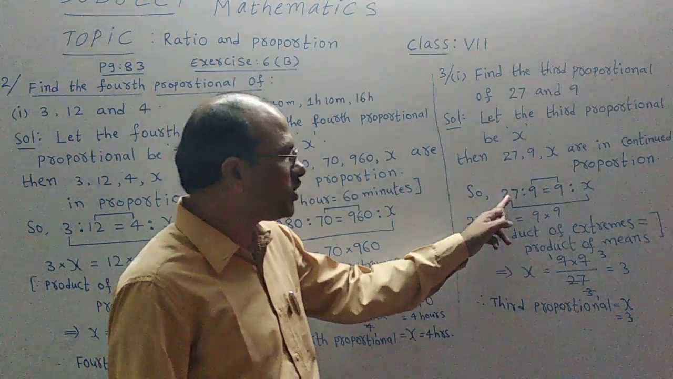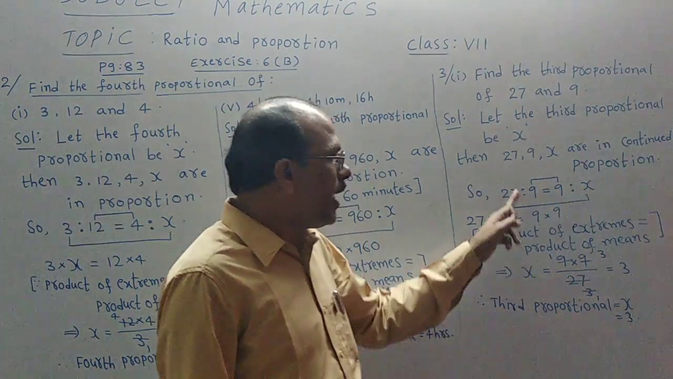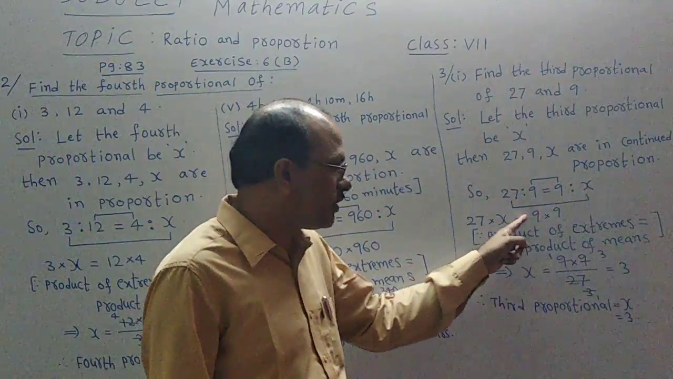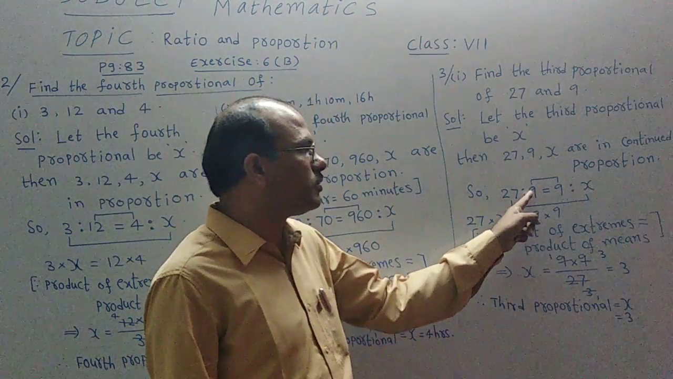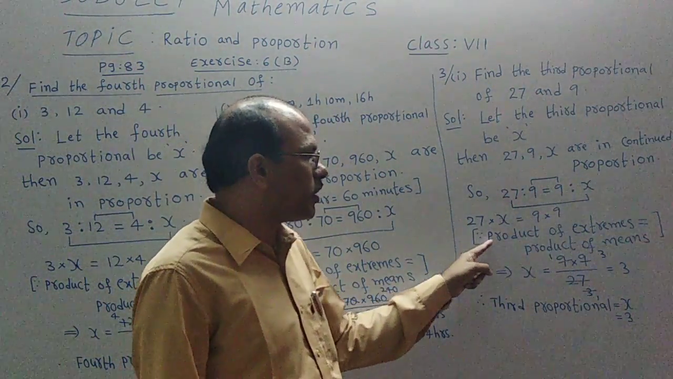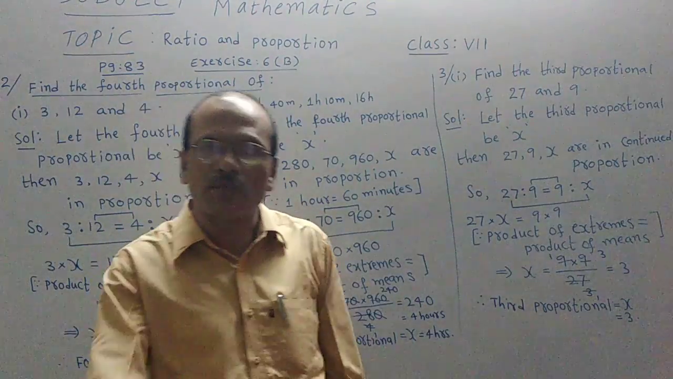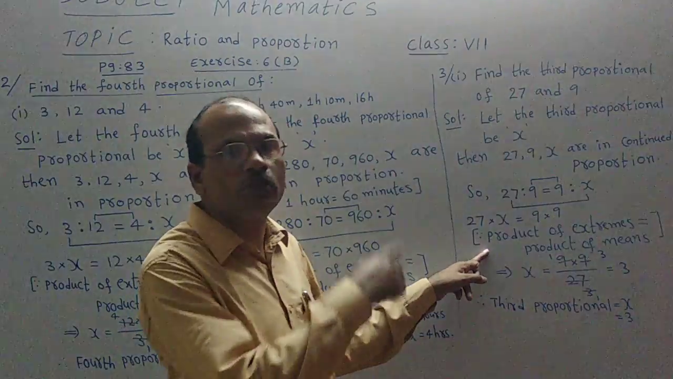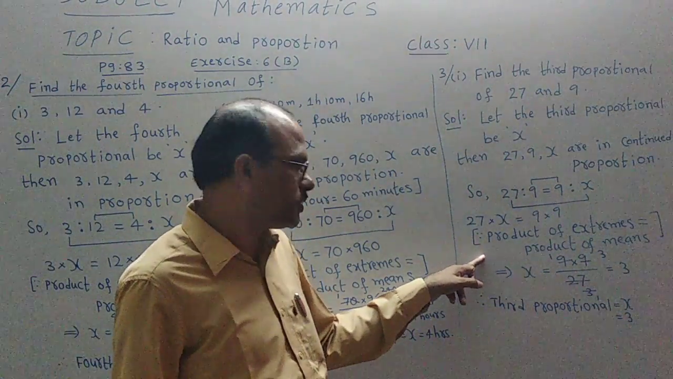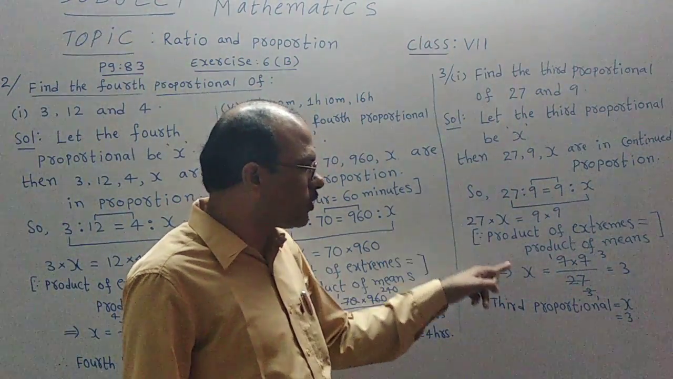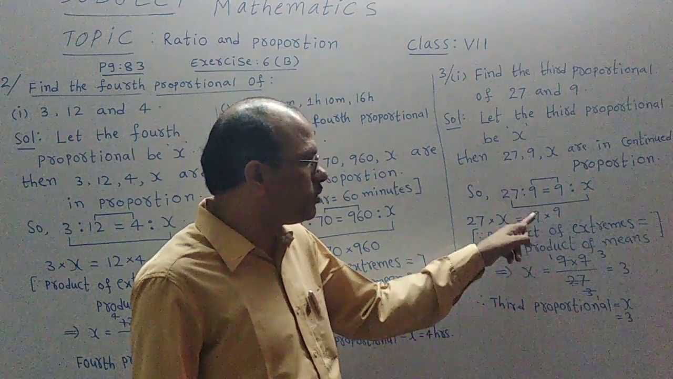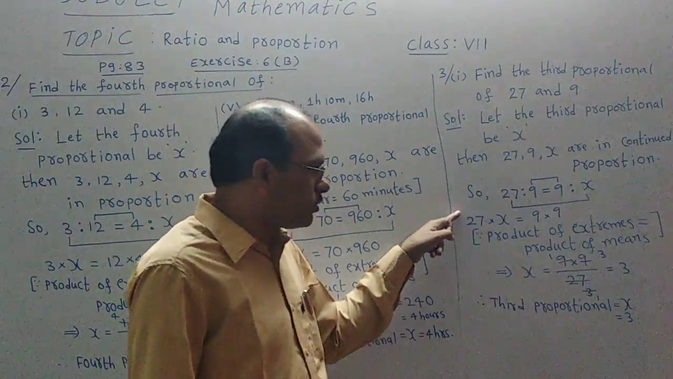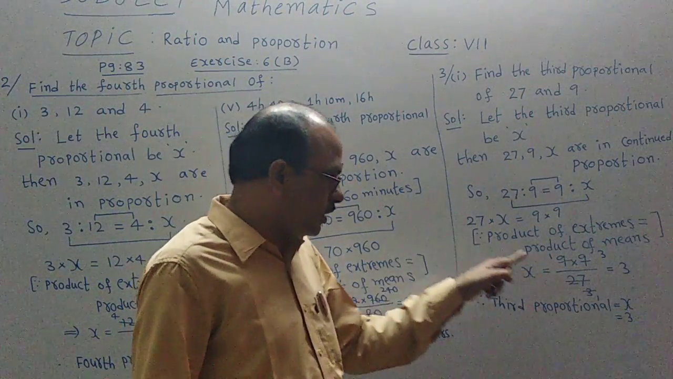Then we know the first one should multiply with the last, and the middle ones should be multiplied. 27 into x, 27 should multiply with x is equal to 9 into 9. Product of extremes is equal to product of means. This information we have to memorize, because we need to write it whenever we prove this type of sums. Then what happens? This x I have dropped, is equal to 9 into 9 taken as the numerator, and the 27 which we left is written in the denominator.